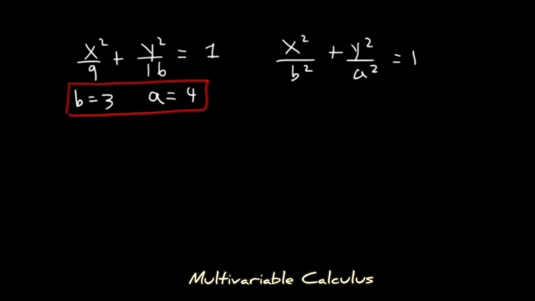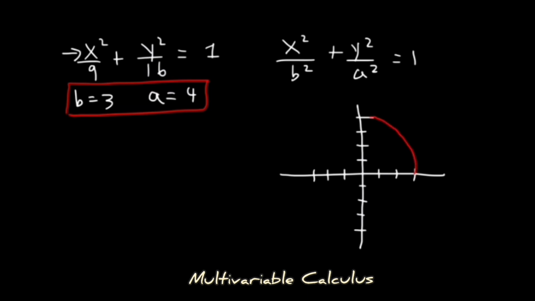Now, there's no h or k values, so therefore this particular ellipse is centered at the origin. B is 3, and b is associated with the x variable, so we got to travel 3 units to the right on the x-axis and 3 to the left relative to the center. A is 4, so we got to go up 4 units and also down 4 units. And now let's go ahead and graph it. So that's how you can plot this particular ellipse.